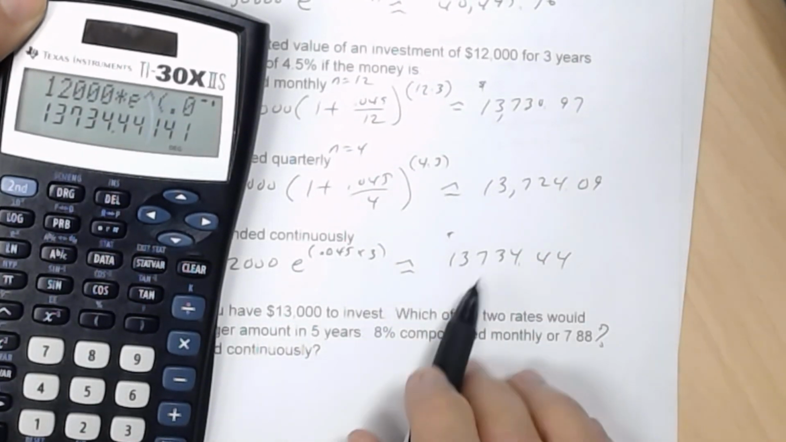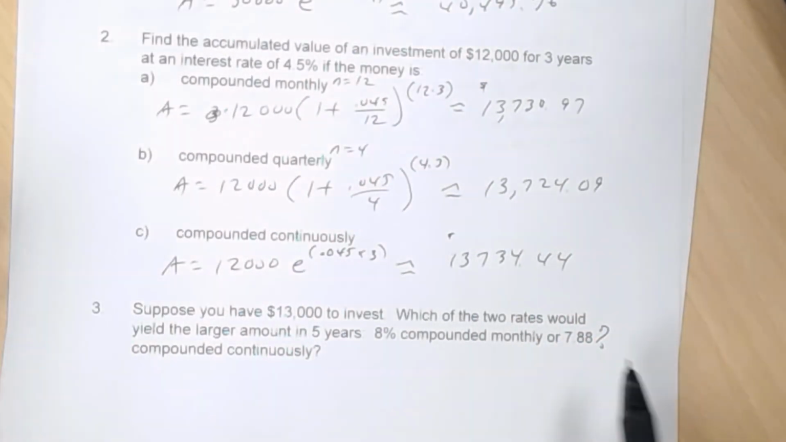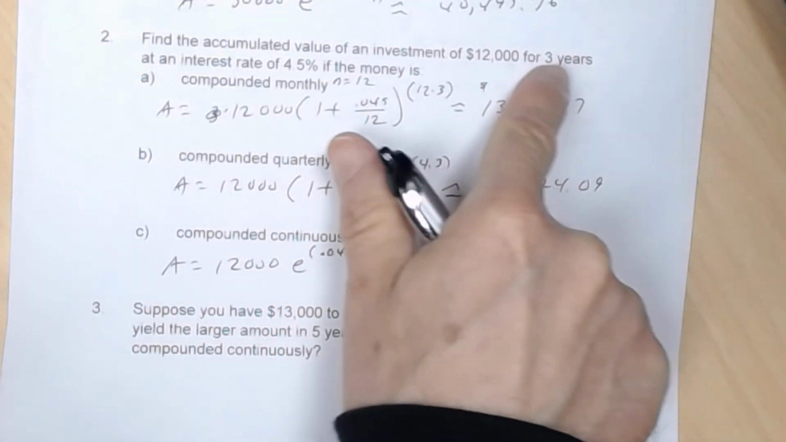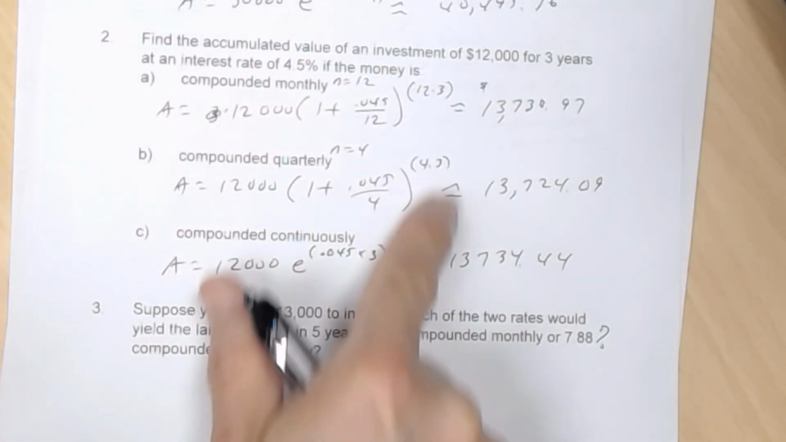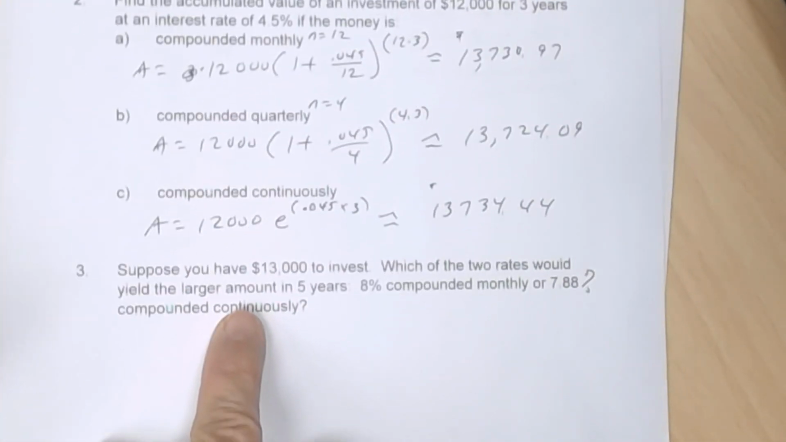$13,734.44. So notice that this amount is larger than these. Not by much, but still, it's still larger. Because compounding continuously, given the principal, the years, and the interest rate being the same, compounding continuously gives you the more money.